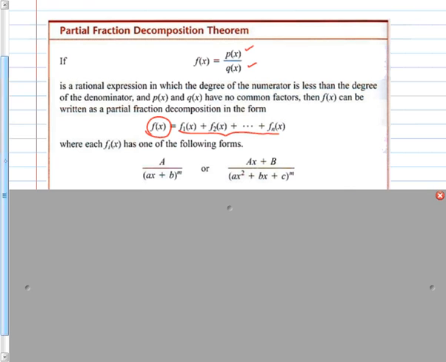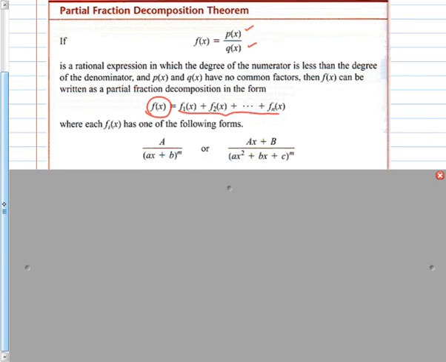Now, there are going to be two forms when we break these polynomial fractions apart, or these rational expressions apart. Two forms that they will take. It will either be one number on top, like 2 over the polynomial, or it's going to be in the form like this, which is 2x minus 7 over a polynomial. So it's going to be one of those two forms.